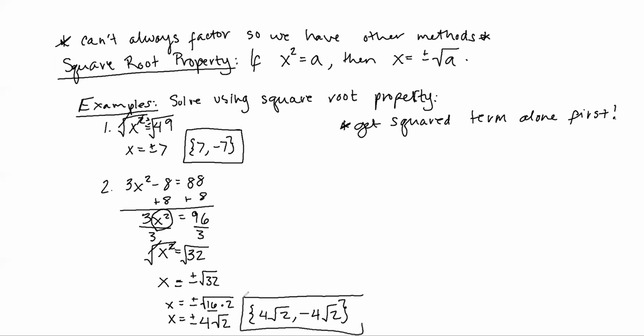Now you'll notice in both of these so far, we have just positive and negative of the same number. That will occur some of the time, but not all of the time. So let's go ahead and look at one more, and then we'll see when that doesn't happen.